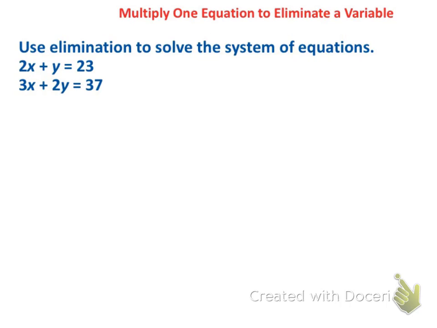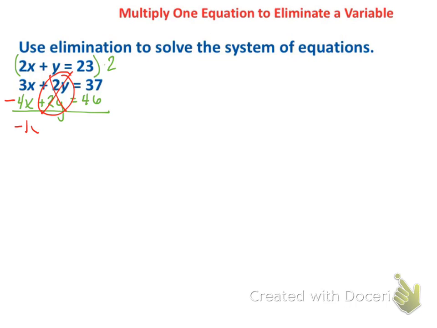Alright, so let's start by first thinking, what variable am I going to make disappear? Is there one that would be easy to make disappear? Well, I'm looking at my x's, and I don't think either of those are going to work out too well. If I look at my y's, however, I've got a 1y and a 2y. I could easily make that first equation have a 2y. I just need to multiply it by 2. So my new equation is 4x plus 2y equals 46. And I see that I need to do subtraction to make the y's disappear.